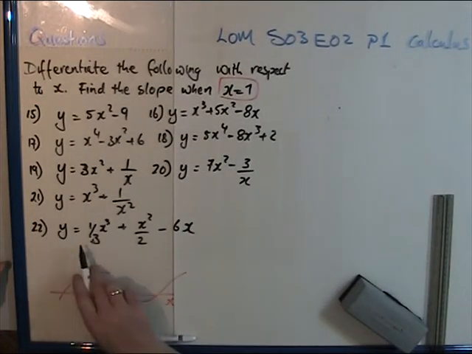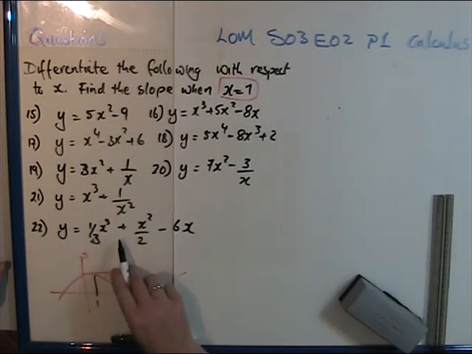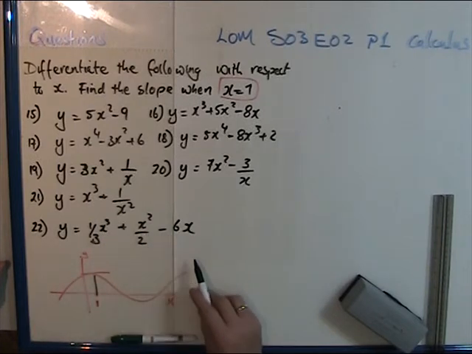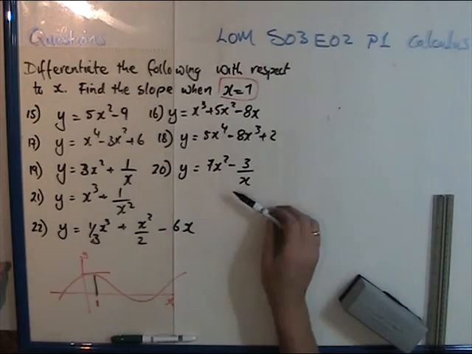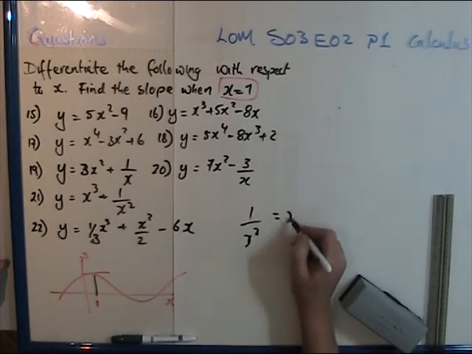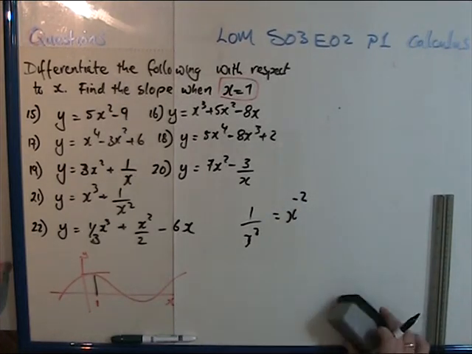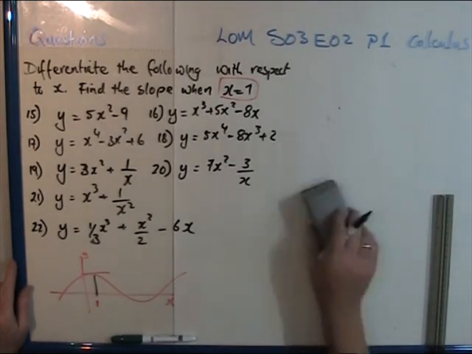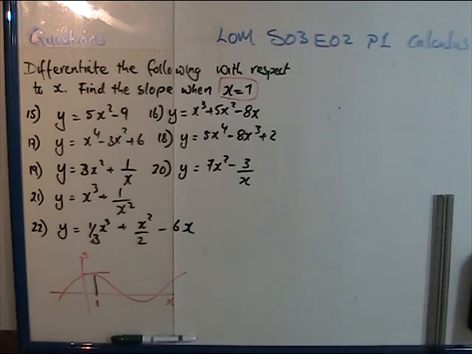Now look at this 22. y is equal to a third times x cubed, plus x squared over 2, minus 6x. There's no real problems. 1 over x squared is equal to x to the power of minus 2. These are all in the same rules page. In series 1 is algebra. So that's everything. Do those questions, and thank you.